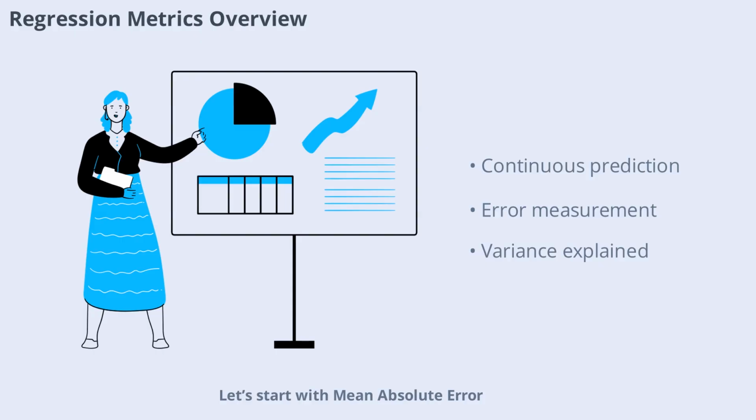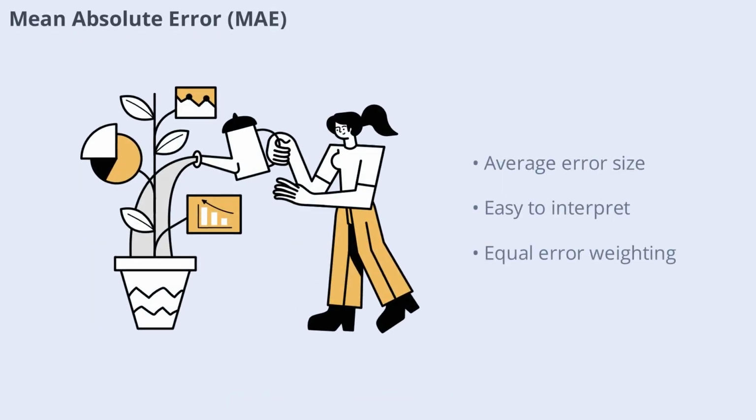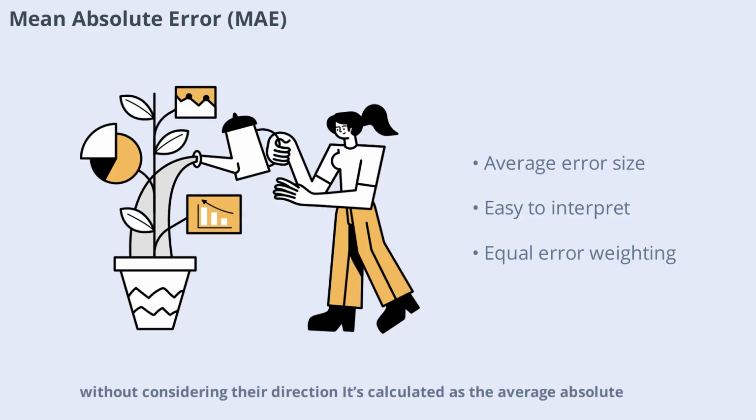Let's start with mean absolute error. MAE measures the average magnitude of errors in predictions, without considering their direction. It's calculated as the average absolute difference between predicted and actual values. MAE is easy to interpret and gives a straightforward sense of how far off predictions are on average. However, it treats all errors equally, which may not always be ideal.